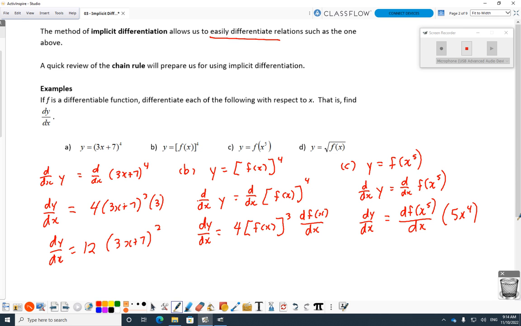That's tough. On purpose. Jumping right in with some tough ones to get the feel for what implicit differentiation is all about. It's about doing d by dx of both sides. And when you run into something you don't know the derivative of, you just write that, df by dx.